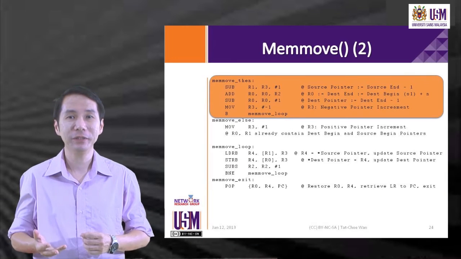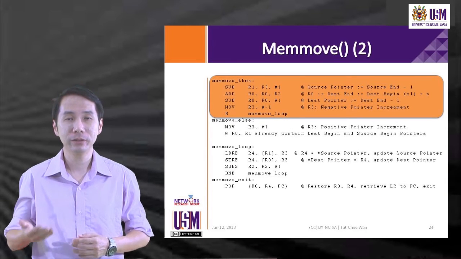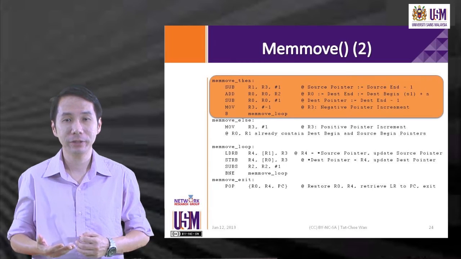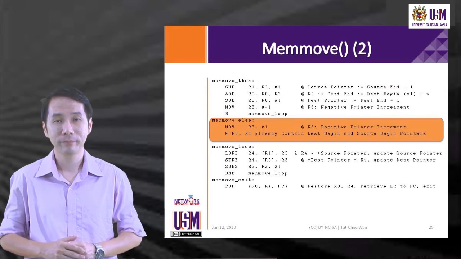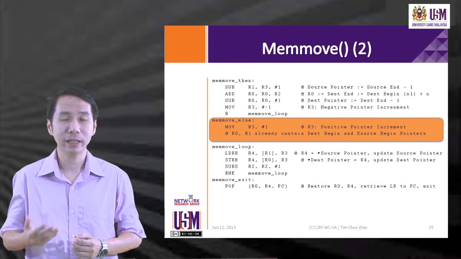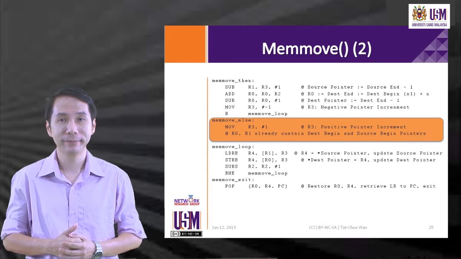So if we detect that we need to copy from the end to the beginning, we will set R3 to have a negative increment so that we will know that it is modifying the address pointers by decrementing them. Otherwise, we will set R3 to a positive increment.